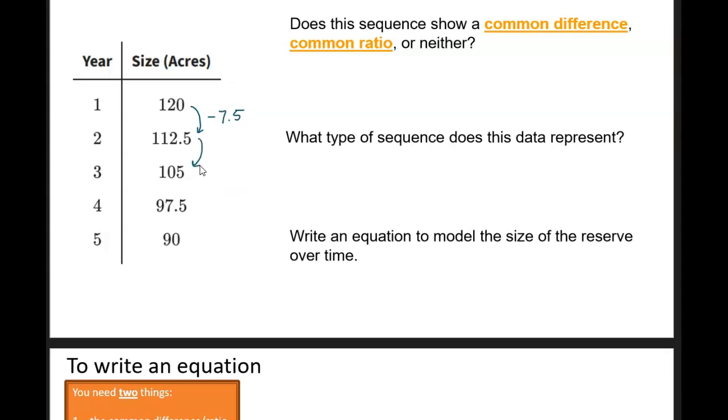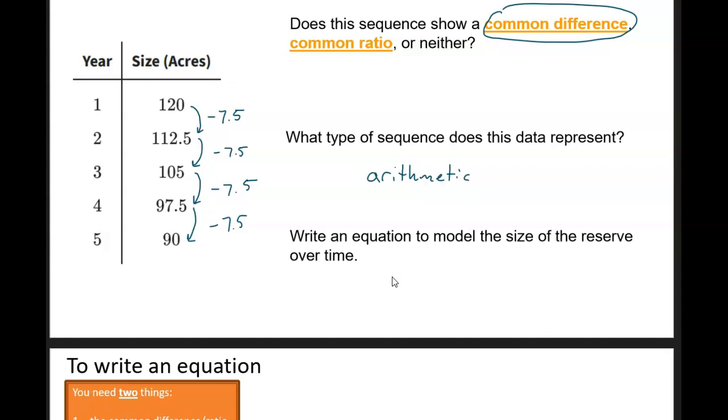So let's see if I subtract 7.5 again, if I get the next number. Subtract 7.5 from 112.5, and I get 105. Yeah, that did work. Let's see if it continues again. Subtract 7.5 again, and I get 97.5. Yep, that is our pattern. We are subtracting 7.5 every year. So this sequence is showing us a common difference. And what type of sequence? Well, since it's a common difference, this is going to be arithmetic.